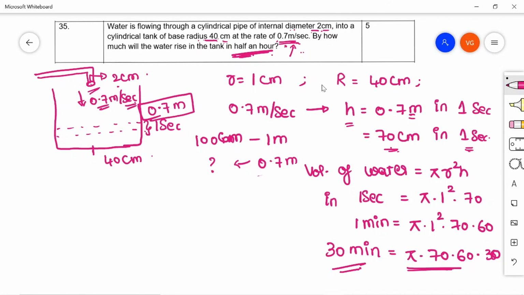Now what is the volume of the water in the tank in those 30 minutes? So let us write how much water volume it has raised. Pi capital R square h I am taking. The height we need, no? So pi into 40 square into h. Now that is equal to the volume of the water that is falling from the pipe, right? So that is nothing but pi into 70 into 60 into 30.